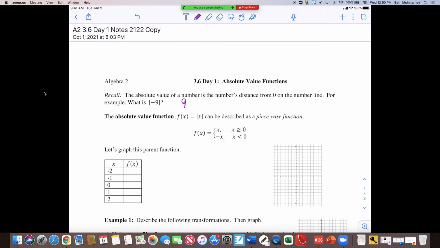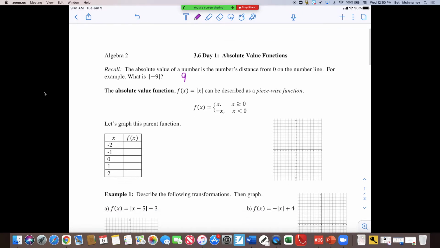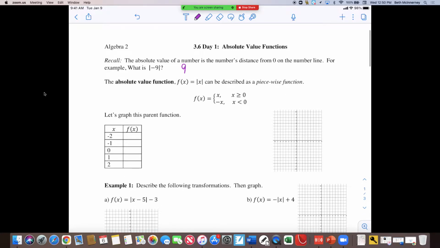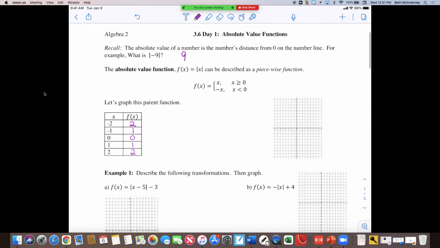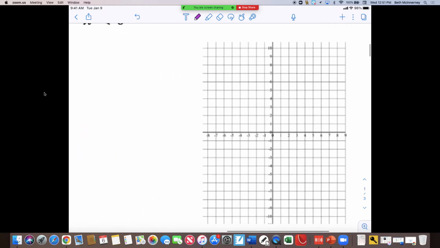So we looked at this absolute value function before, so it's worth looking at it again. This is called a piecewise function. So when I plug in -2, the absolute value spits out 2. When I plug in -1, absolute value is 1. When I put in 0, it spits out 0. When I put in 1, I get 1. When I put in 2, I get 2. So that's 0, 0, 1, 1, 2, 2.